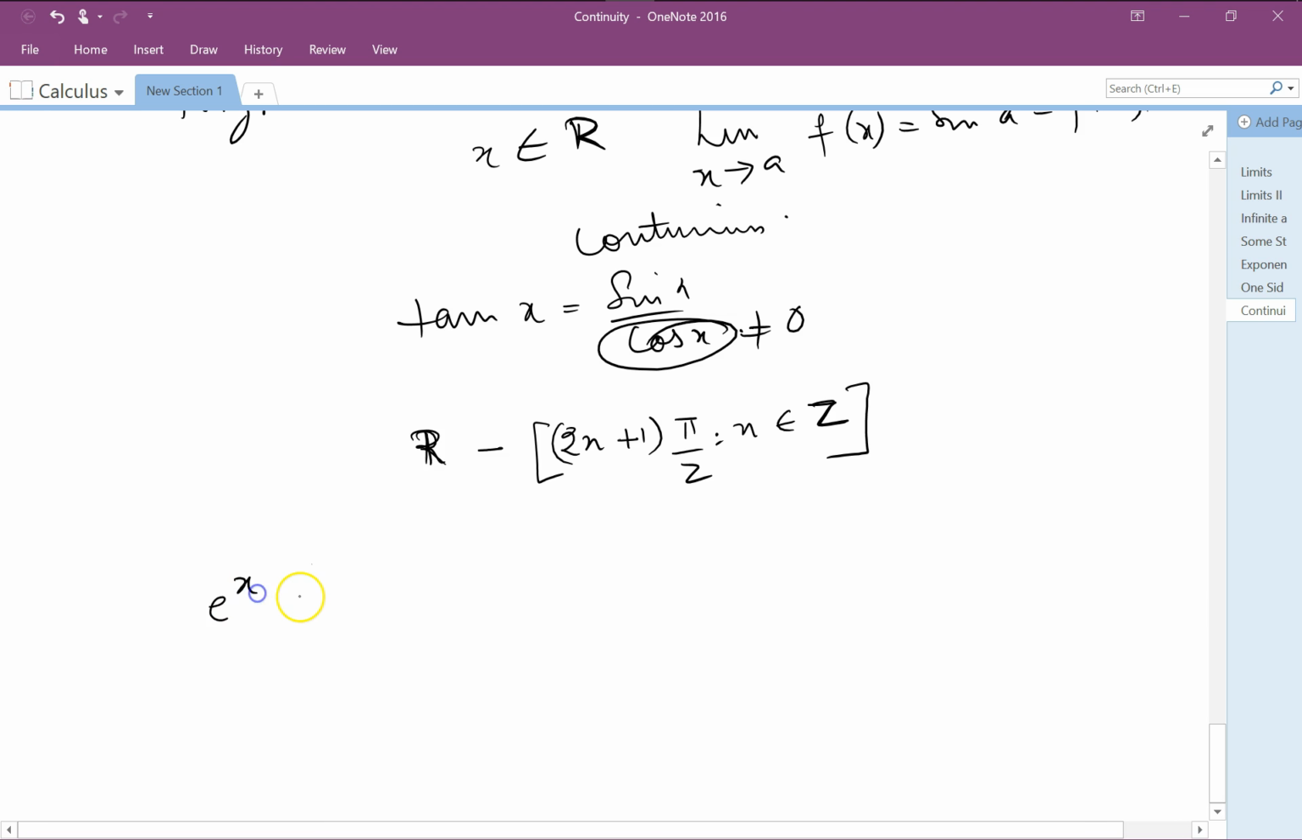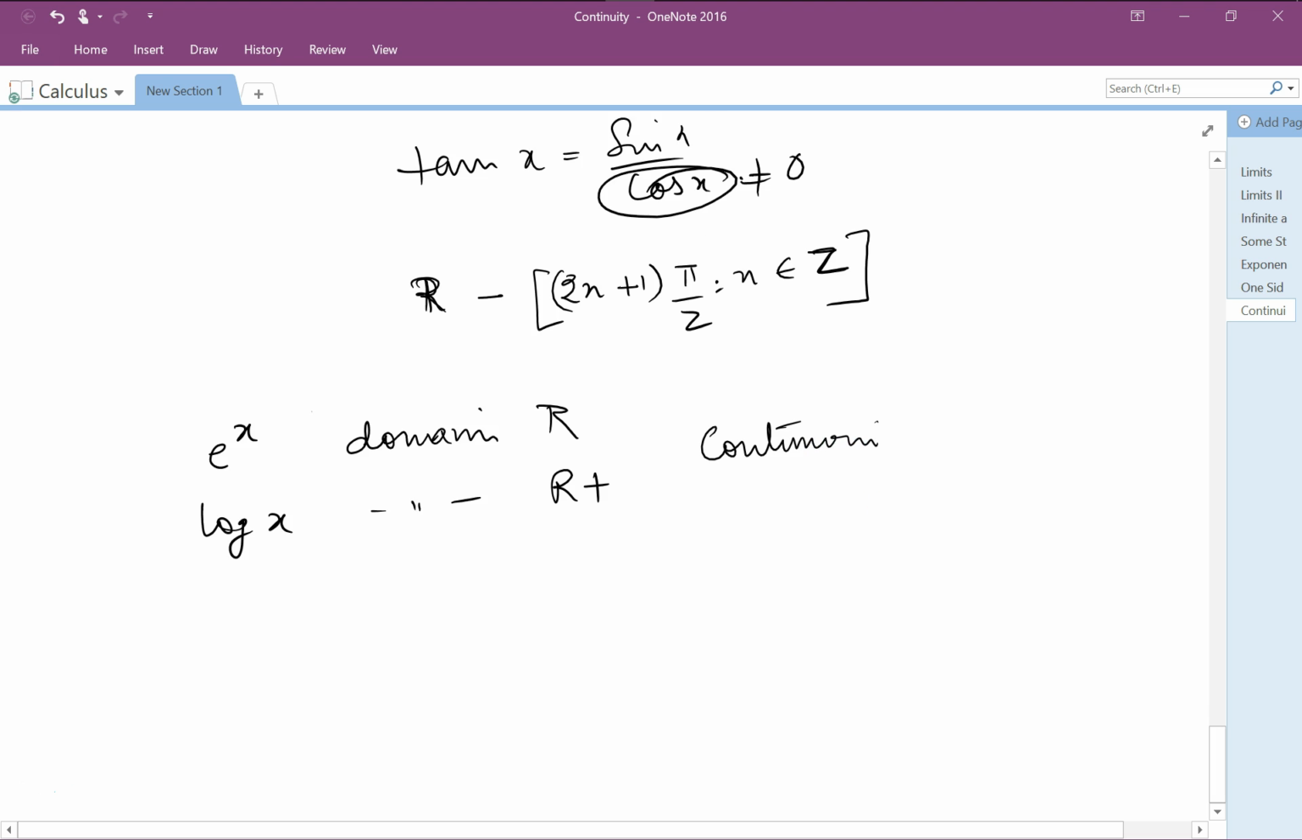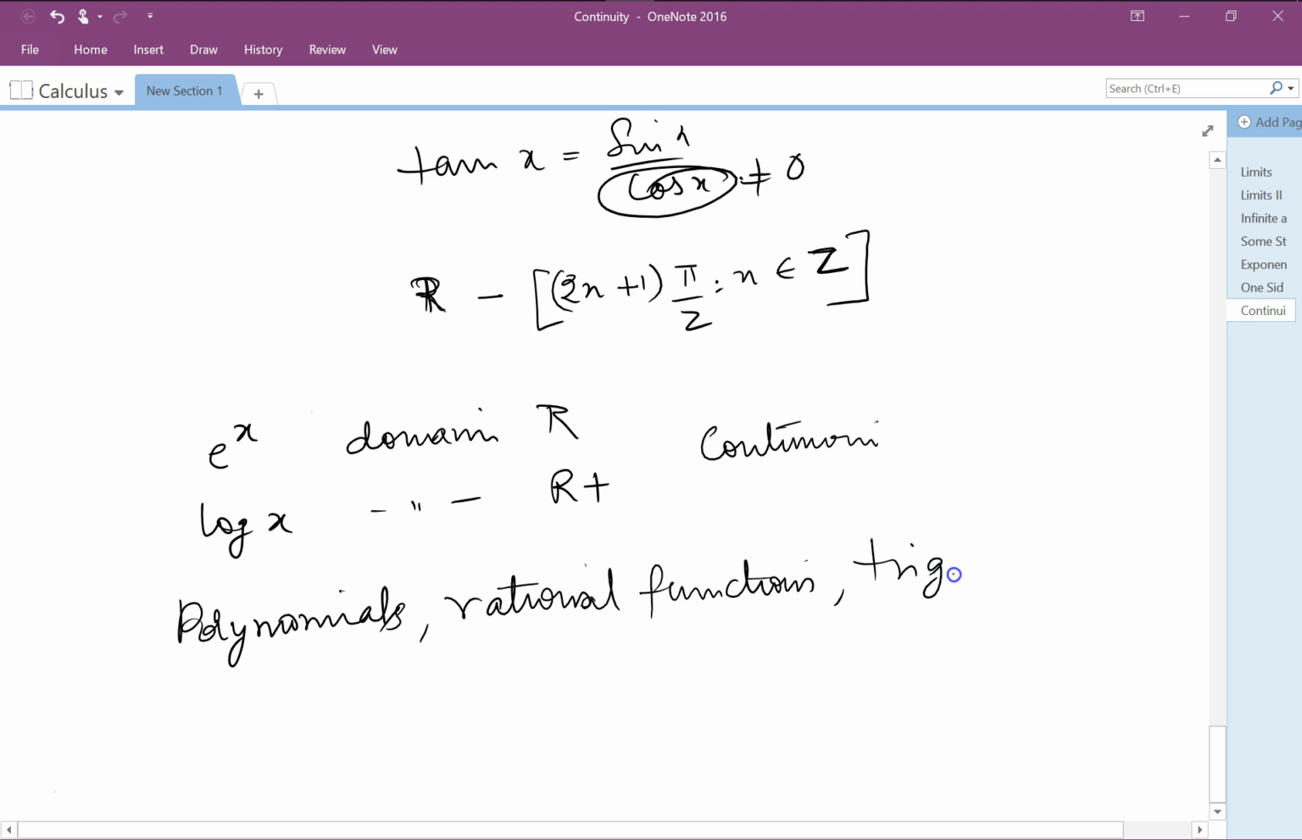Let's look at e to the power of x. Here the domain is all real numbers. Log x: here the domain is all positive real numbers. So they are continuous in their own domains. A function is called a continuous function if f is continuous at every point of its domain. So polynomials, rational functions, trig functions, exponential functions, logarithmic functions are all continuous functions.